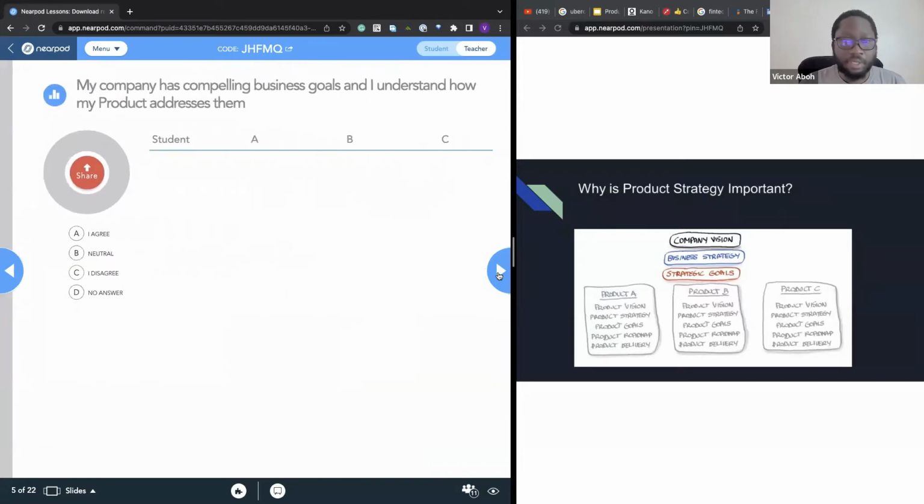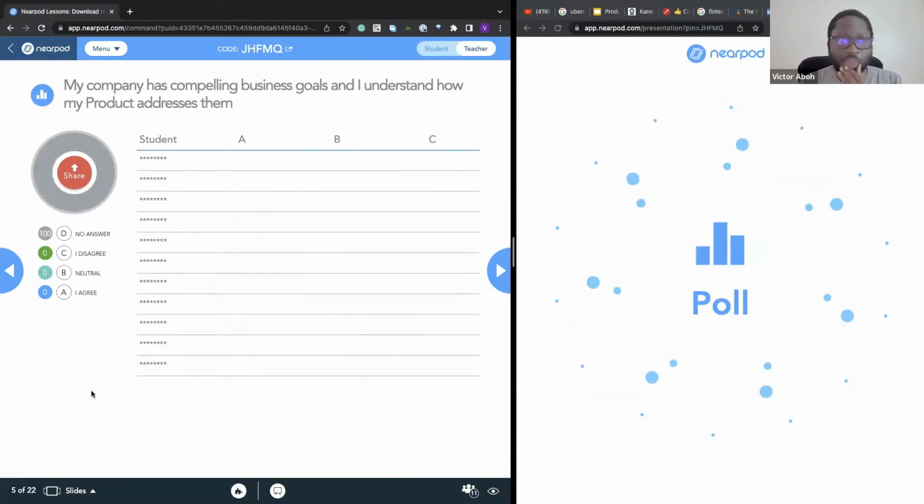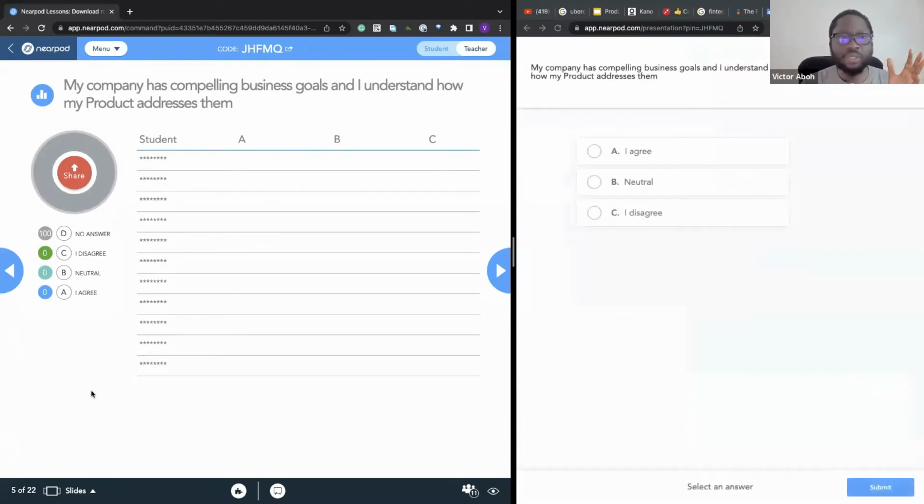Okay, so one more poll. The question here is, how many of us would say that our companies where we work right now have compelling business goals, a compelling business vision, and do we understand how our product addresses those goals or how it maps back into the company vision? So if you can take a little bit of time to answer this real quick.